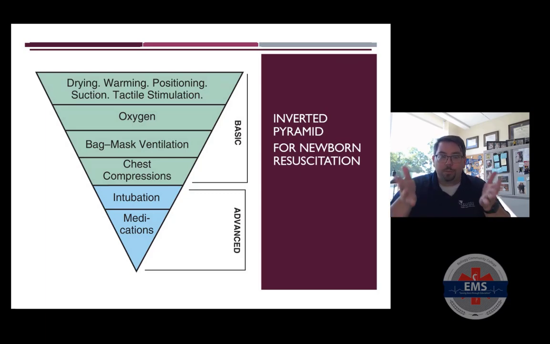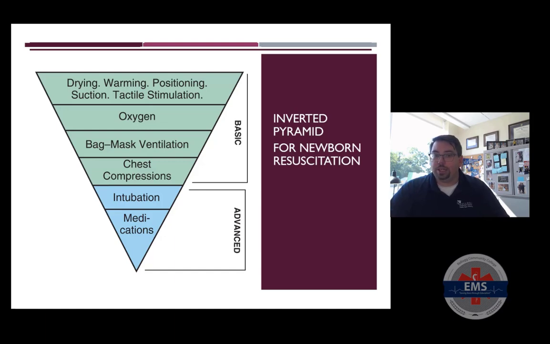Here's that inverted pyramid we've talked about as well. You can see it starts off with more basic skills and gets smaller based on the limited need for advanced procedures. We're going to start off by basically drying, warming, positioning, suctioning, and doing tactile stimulation. Remember, most of the time suctioning is not indicated, even for that of minor meconium. But we definitely are going to need to make sure the airway is clear.